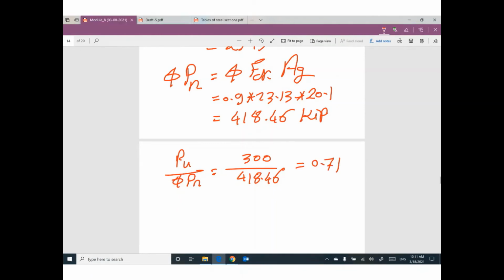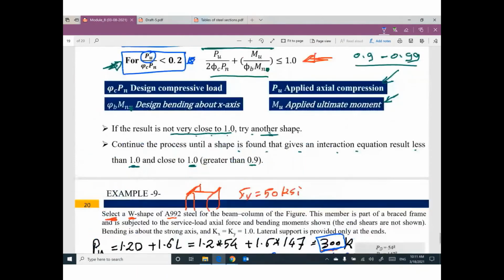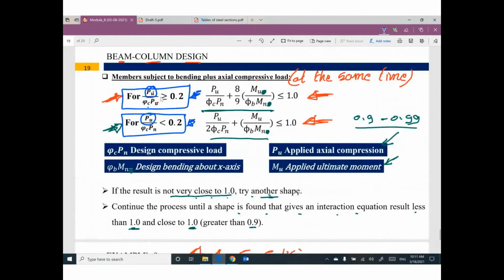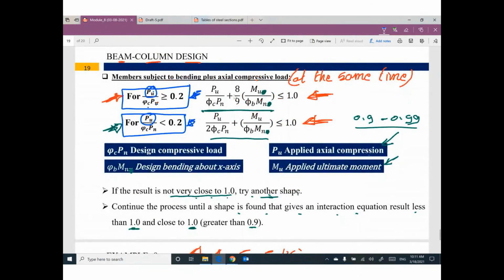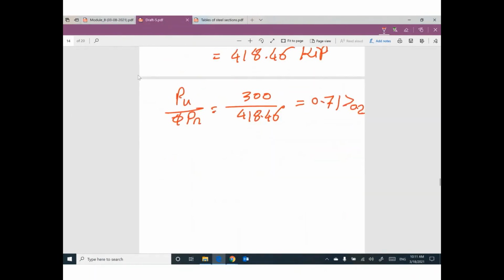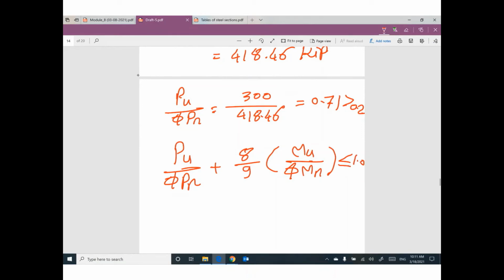Wow. 0.71, I believe it is greater than 0.2. So which interaction equation am I going to use? I'm going to use the first one, the first interaction equation, which is P ultimate divide phi Pn plus 8 divide 9 M ultimate divide phi Mn should be smaller than or equal 1.